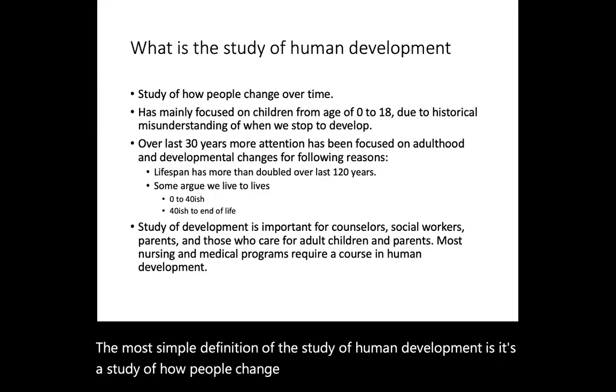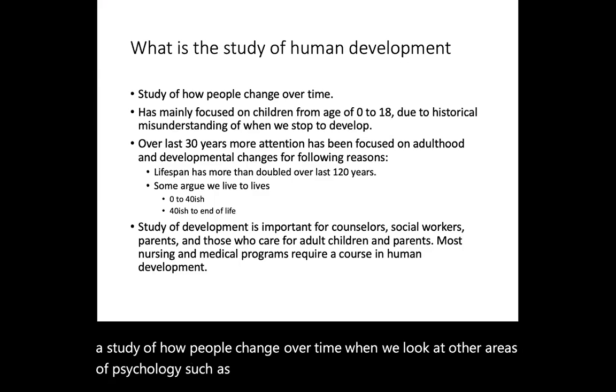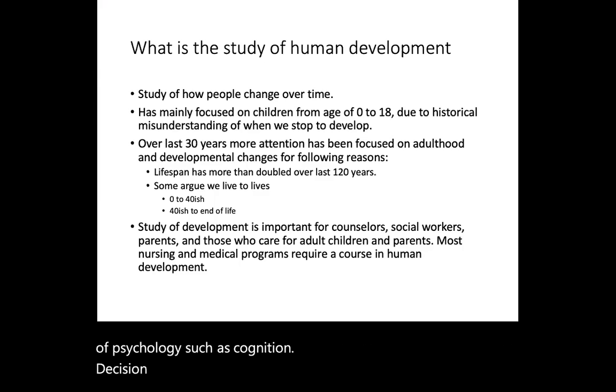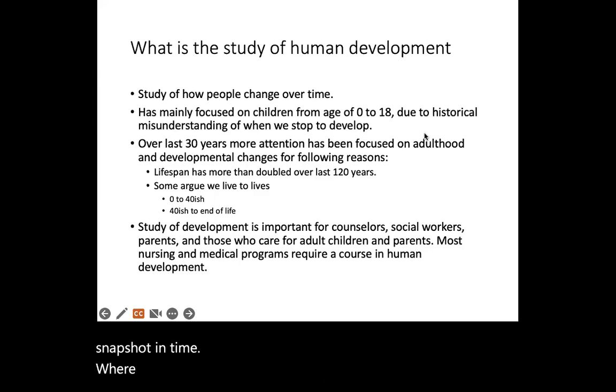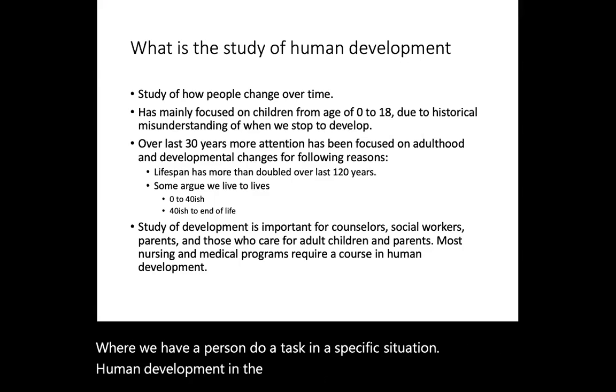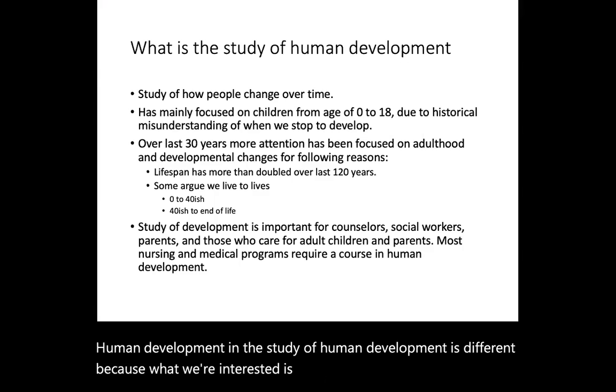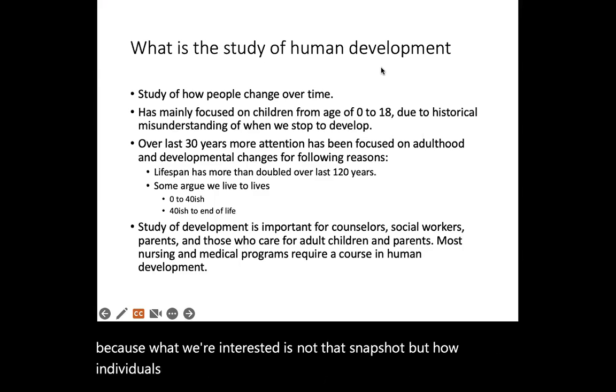over time. When we look at other areas of psychology, such as cognition, decision making, those types of things, we're usually taking a snapshot in time, where we have a person do a task in a specific situation. Human development is different because what we're interested in is not that snapshot, but how individuals change over time.